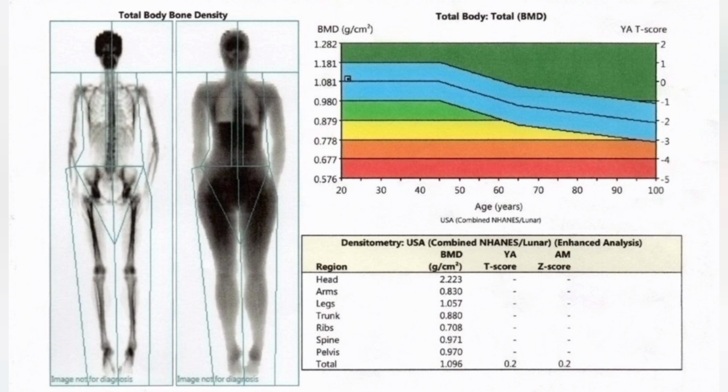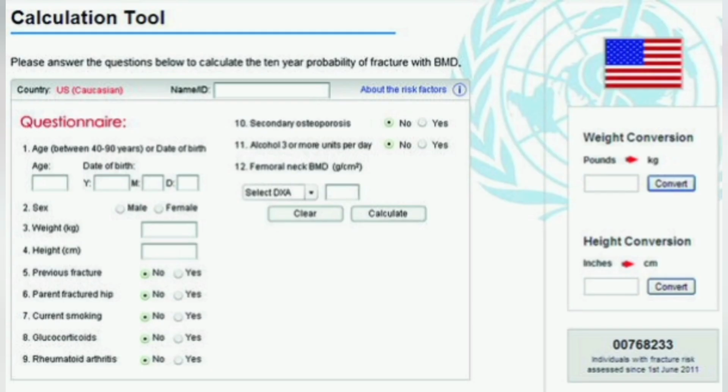Number 2, fracture risk assessment score. You can calculate the fracture risk assessment score by adding up the other factors. It is an online tool. Number 3, monitor individuals with metabolic bone disease for response to treatment.